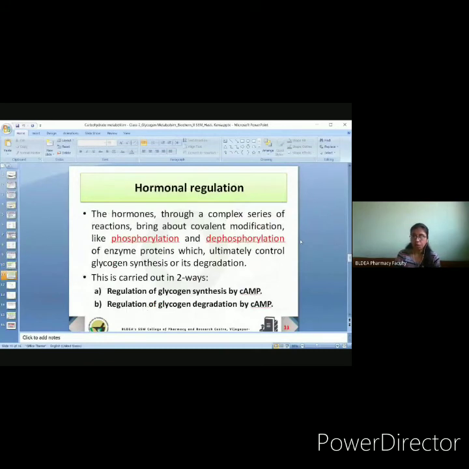So now coming to hormonal regulation. This is an important aspect of glycogen metabolism: how these hormones are involved either in the synthesis or in degradation of glycogen. The hormones, through a series of complex reactions, bring about covalent modification like phosphorylation or dephosphorylation.